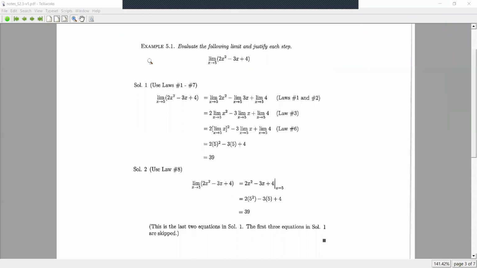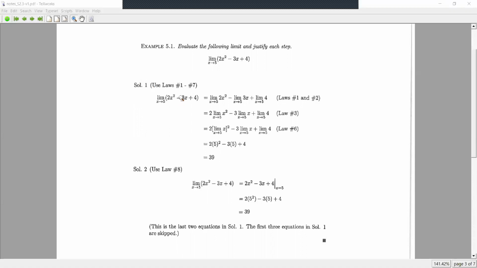Now, take a look at some examples about how to use limit laws to find limits. Example one, evaluate this limit by limit laws. For this example, I present two solutions. In solution one, I use only laws number 1 to number 7. And in solution 2, I use only the direct substitution, law number 8. Now, solution 1.